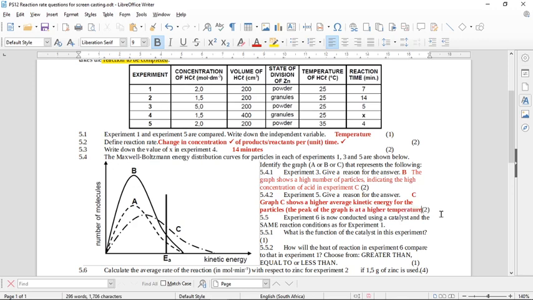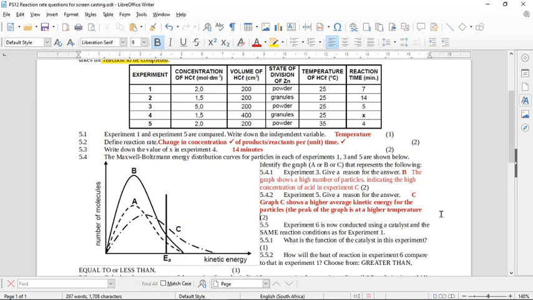Okay, you should go back when you've done this and check the memo for the proper wording, the exact wording of how to phrase this. The reasoning is correct. Just check and see, go through the questions and see what kind of language they like you to use. So there's a higher average kinetic energy of the particles here. The peak of the graph is at a higher temperature.